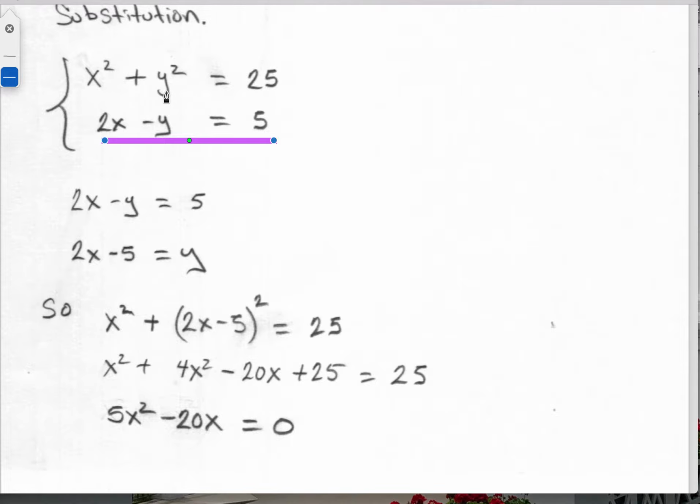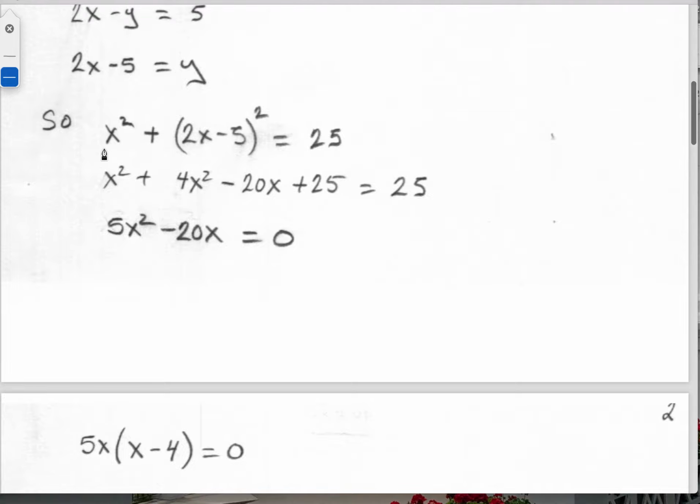Then what I'm going to do is plug this value of y, substitute that, into the first equation. So y is the same as 2x minus 5. This y will go into that first equation. So I have x squared plus y squared, but y is 2x minus 5, equals 25. So that's what I did down here.